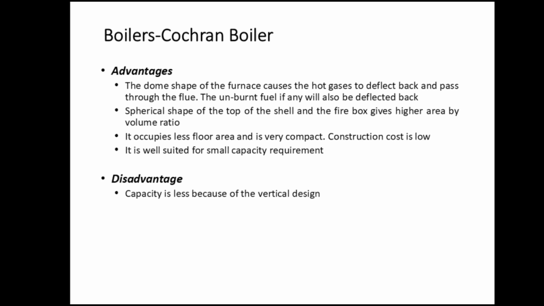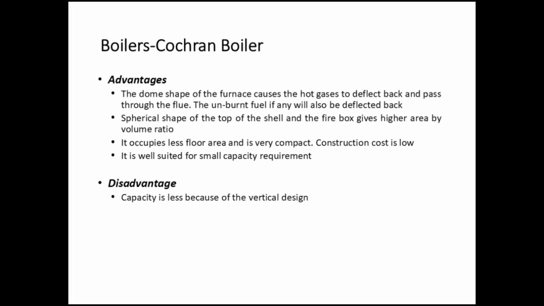Boilers. Cochran boiler. Advantages. The dome shape of the furnace causes the hot gases to deflect back and pass through the flue. The unburnt fuel, if any, will also be deflected back. Spherical shape of the top of the shell and the firebox gives higher area by volume ratio. It occupies less floor area and is very compact. Construction cost is low. It is well suited for small capacity requirement.